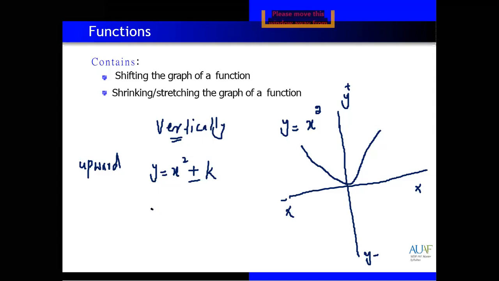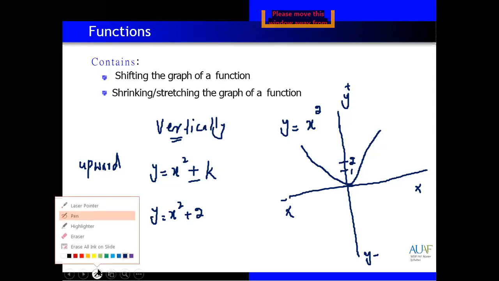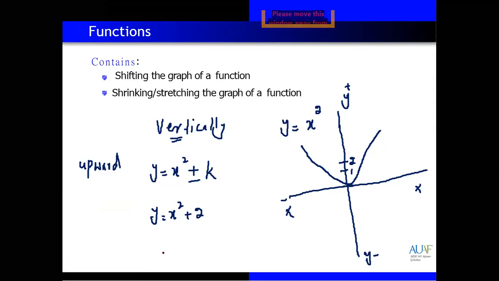Let's suppose we have y is equal to x square, and if I add 2 with this function, the graph starts from 0, then we have 1, then 2. When we add 2, the graph will shift upward 2 units, and the graph will start from 2. The graph will be like this one.